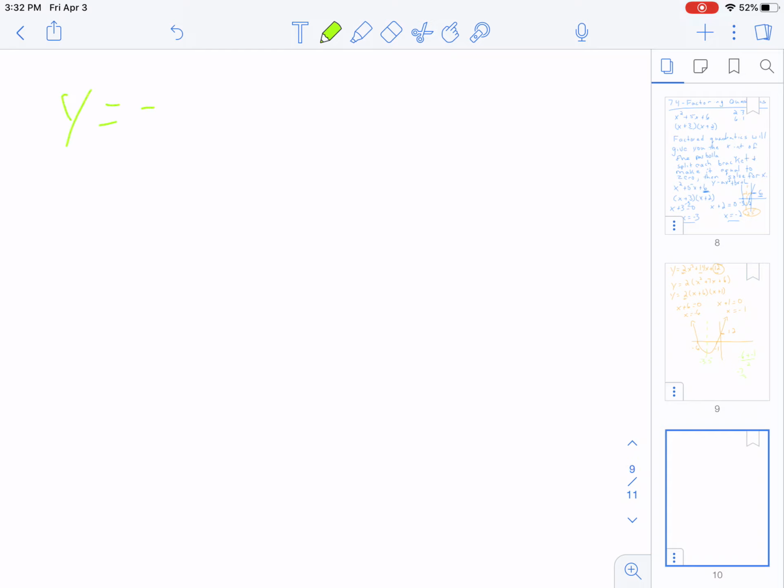Y equals negative x squared plus 6x plus 10. All I would do if you have a negative in front of the x squared, so a negative 1 a value, is I would take that out of everything and rewrite it like this. And then go ahead and factor.